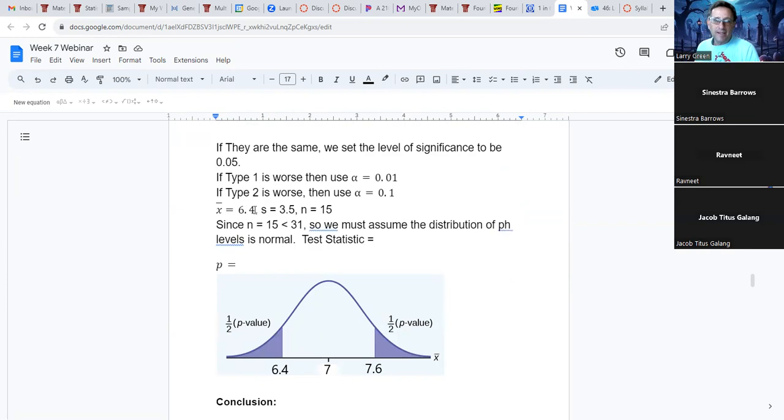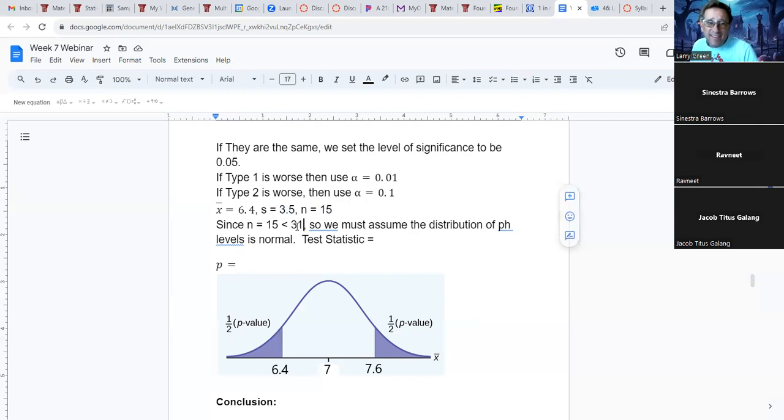So now let's suppose that X bar was 6.4. Remember, X bar was a sample mean, so the sample mean pH was 6.4. And S, the sample standard deviation, was 3.5. This all comes from the data that would be collected. And then N was 15, because you can only get so many volunteers to do this testing. They do their best. I'm not in charge, I just volunteer.